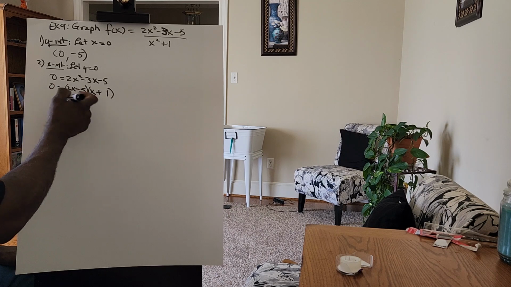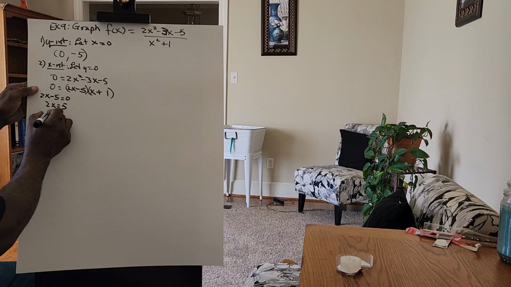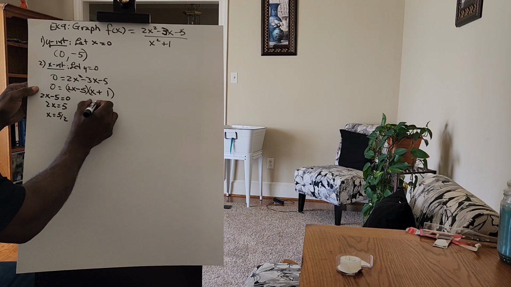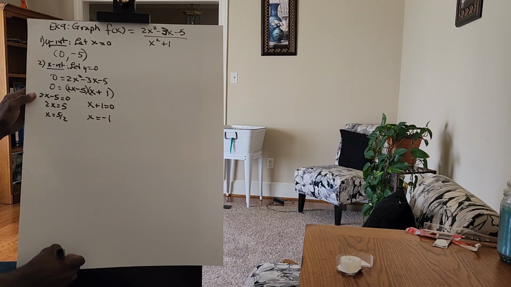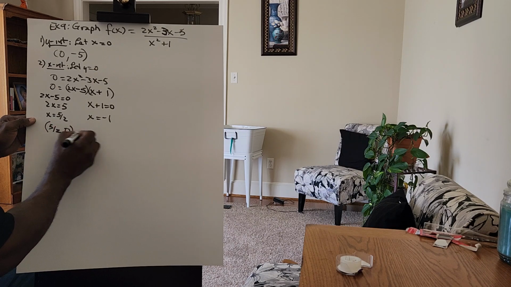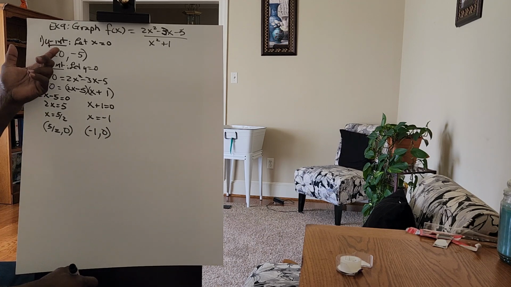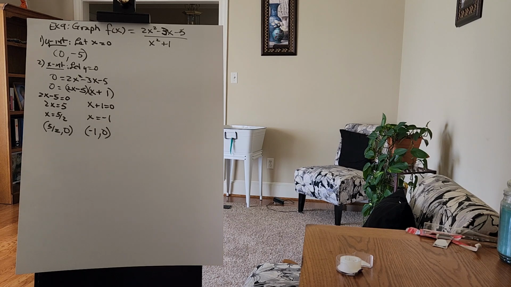Well, I need to solve. I've got a product equal to 0, so either this one is equal to 0, which says 2x equals 5, which says x equals 5 halves. This one I set equal to 0, x plus 1 equals 0, says that x is negative 1. So my x-intercepts are 5 halves, y equals 0, and negative 1, y equals 0. So I've got 1 y-intercept, 0, negative 5. I've got 2 x-intercepts, 5 halves, 0, and negative 1 comma 0.